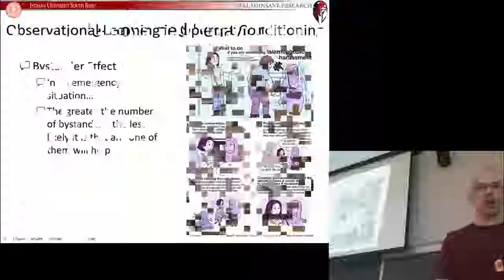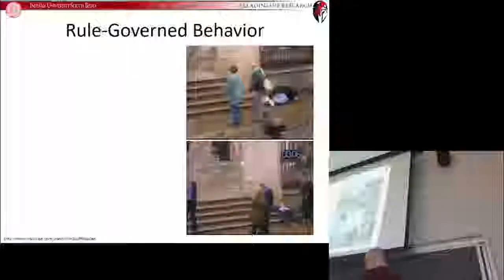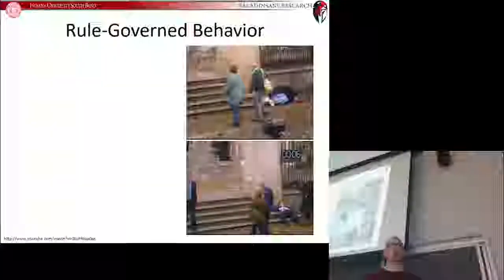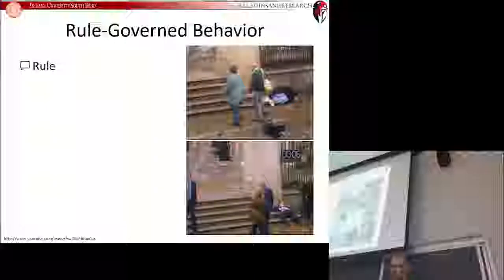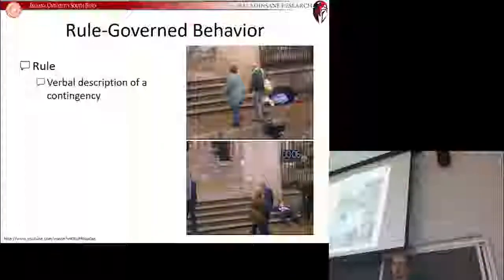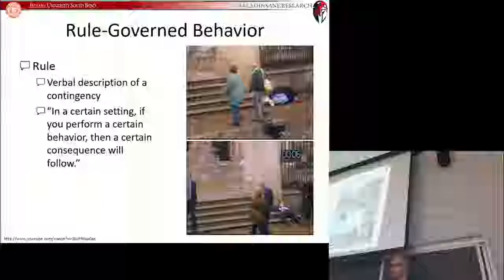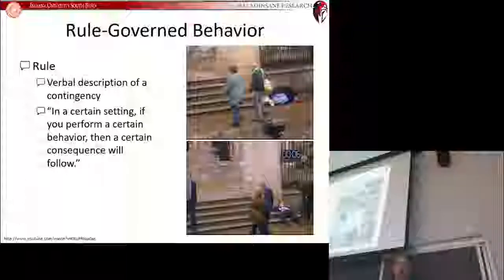All right. So now we're going to turn to rule-governed behavior and wrap up our look at observational learning and rule-governed behavior. We've all heard of rules before, but rules in terms of the psychology of learning is very precisely defined. It's a verbal description of a contingency. It is a way of telling somebody that in a certain situation, if you perform a certain behavior, then this consequence will follow.